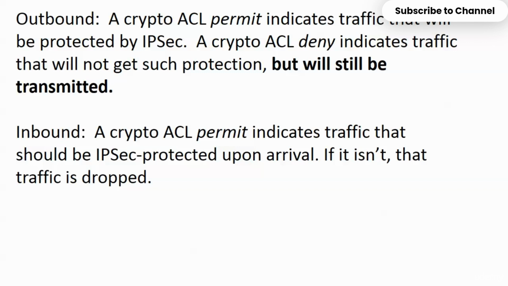What about inbound traffic? Well, one purpose and one purpose only, and that's a permit statement. A crypto ACL permit indicates traffic that is expected to be IPsec protected upon arrival. If it isn't, then that traffic is dropped. So two wildly different operations going on between outbound and inbound traffic. We're way past the days of just doing permit and deny traffic.